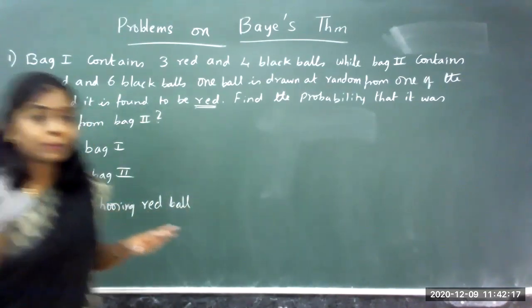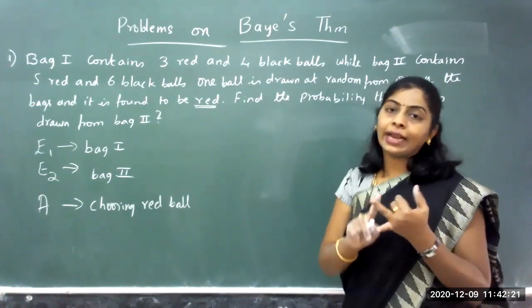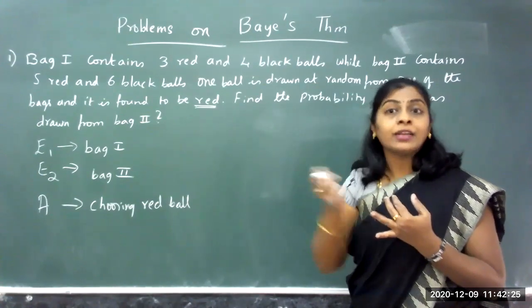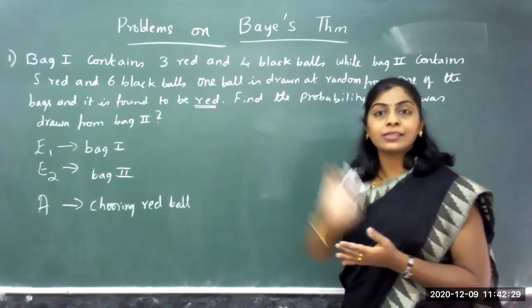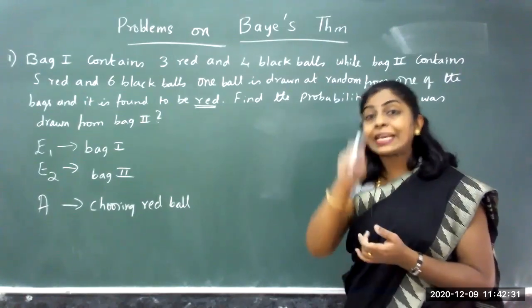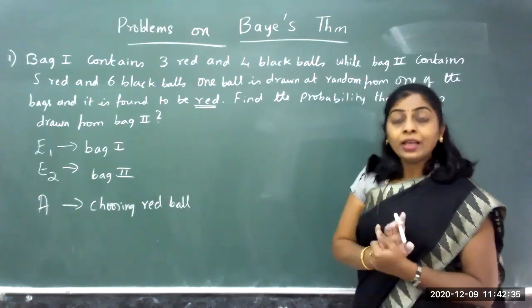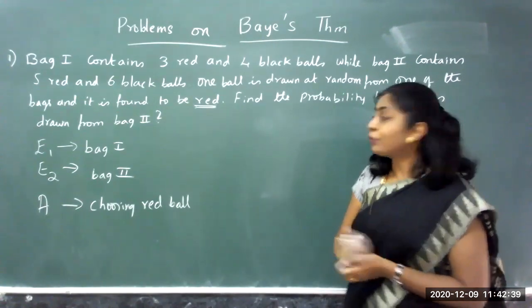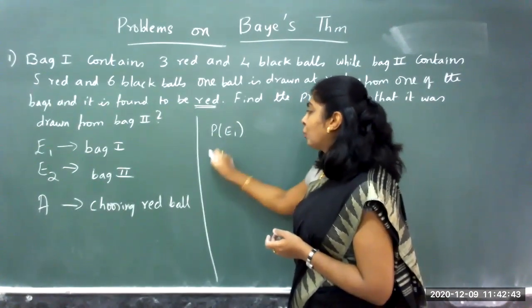So in this experiment, I am going to define the two bags as event 1 and event 2. Then the other event that has occurred, the third event we consider after considering the events E1 and E2, that A, will be choosing a red ball. Let me define according to the given data. First, I have to find the probability of E1 and E2.